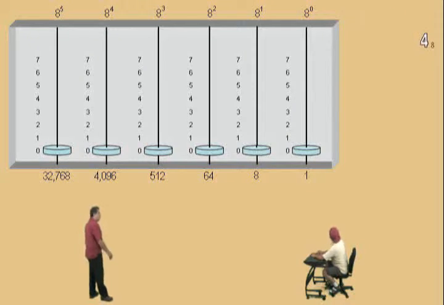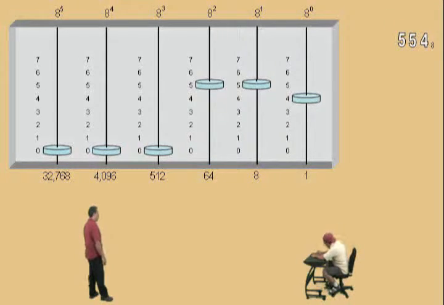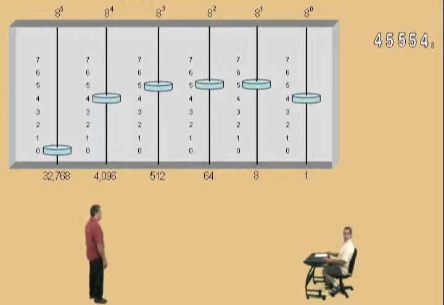We'll put a 4 in our 8 to the 0 power place value, a 5 in our 8 to the first power place value, a 5 in our 8 to the second power place value, another 5 in our 8 to the third power place value, and we'll bring it home with a 4 in our 8 to the fourth power place value. All right, Charlie.